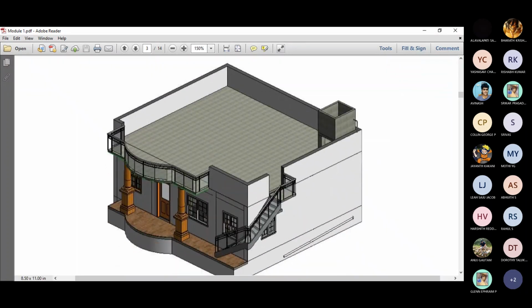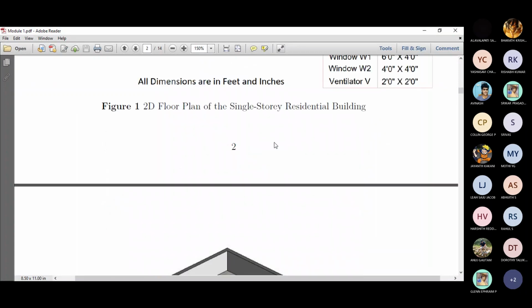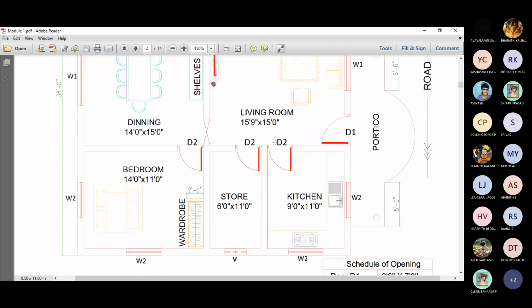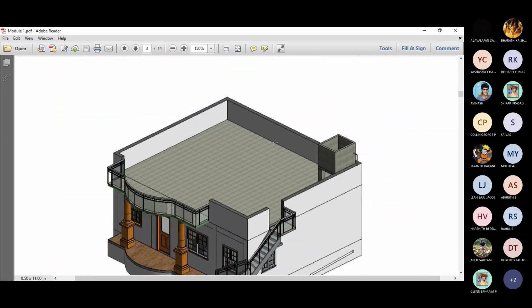BIM stands for Building Information Modeling. So this is the architectural model. 2D may not give you a feel of how the building looks in a realistic way, even if you draw a 2D elevation, because it's just a two-dimensional view. But in 3D, that gives you more clear depth.